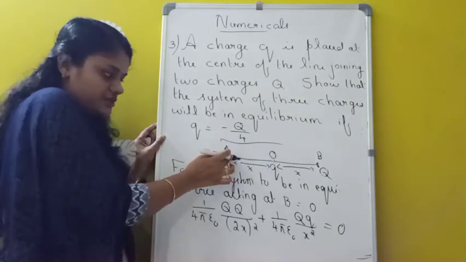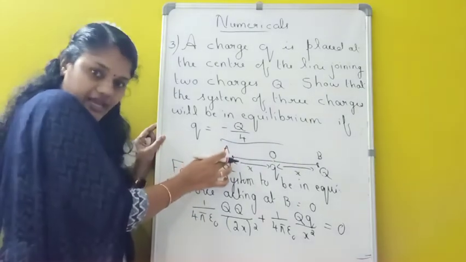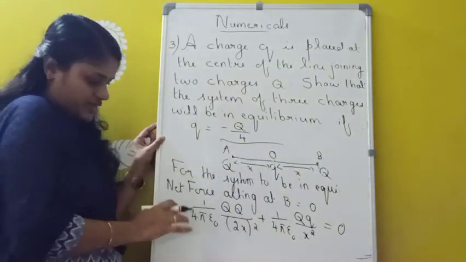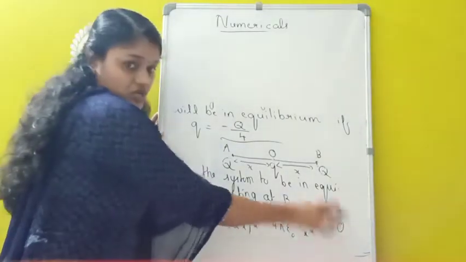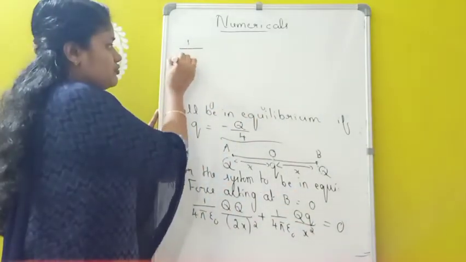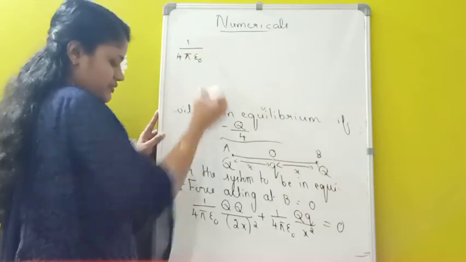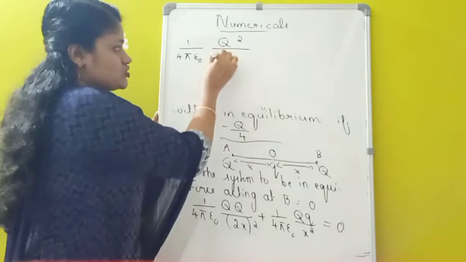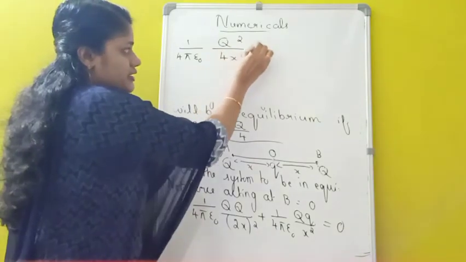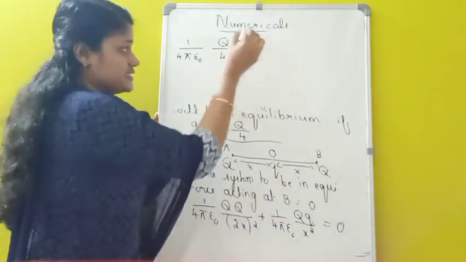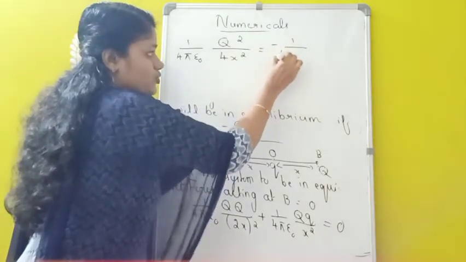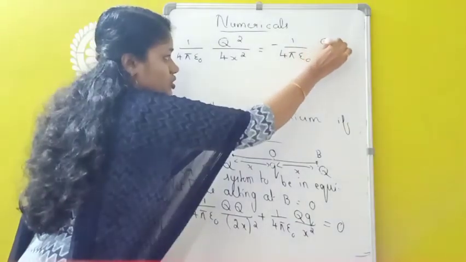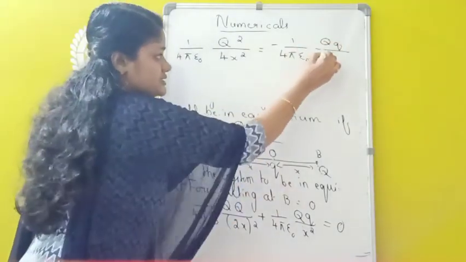Suppose we take point A, the net force acting at this point A due to the other 2 charges must be equal to 0. Like that we have to substitute. Now one term I am taking to the right hand side. So 1 by 4 pi epsilon 0, q into q is q square, divided by 2x the whole square, which is 4x square, equals, this one I am taking to the right hand side, minus 1 by 4 pi epsilon 0, capital Q into small q divided by x square.